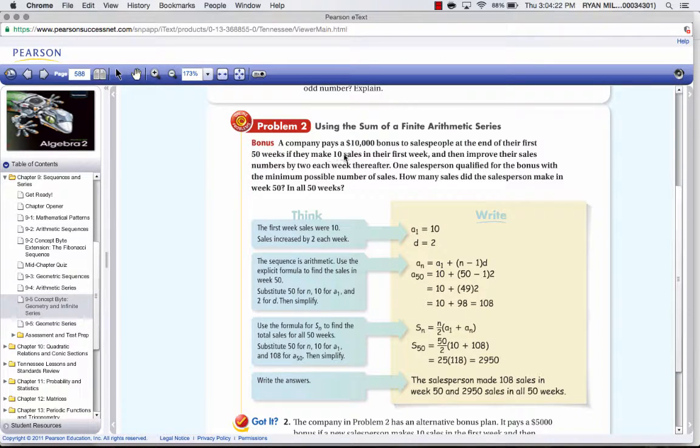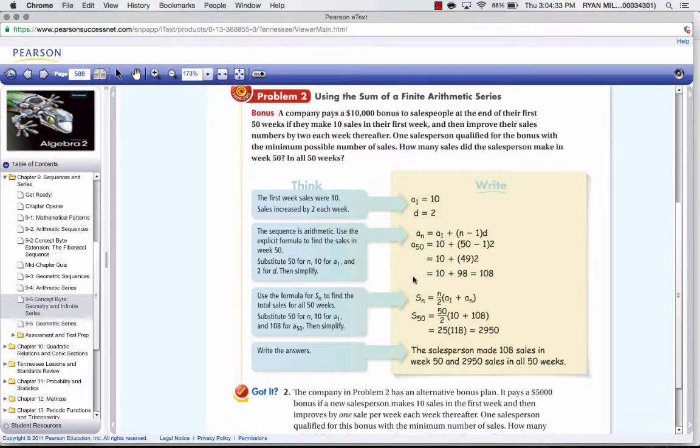So if they started at 10 and then they went up by 2 every week, the pattern would be 10, 12, 14, 16, 18, 20. And we see that they have 50 weeks, so n is 50. So you can see the sum would be S sub 50, and then 50 divided by 2, because it's the number of terms divided by 2, plus 10. Now, the only thing we're not given in here is this last term.